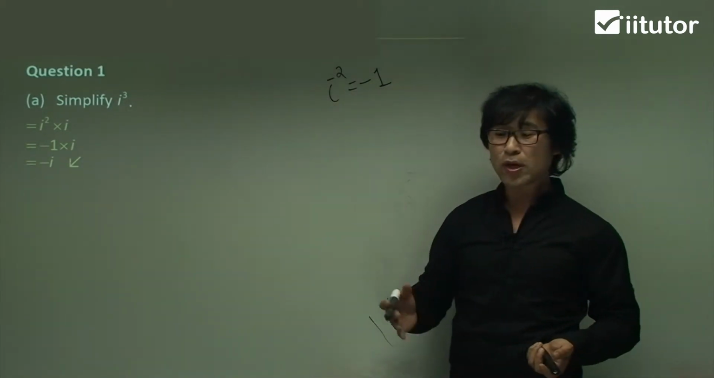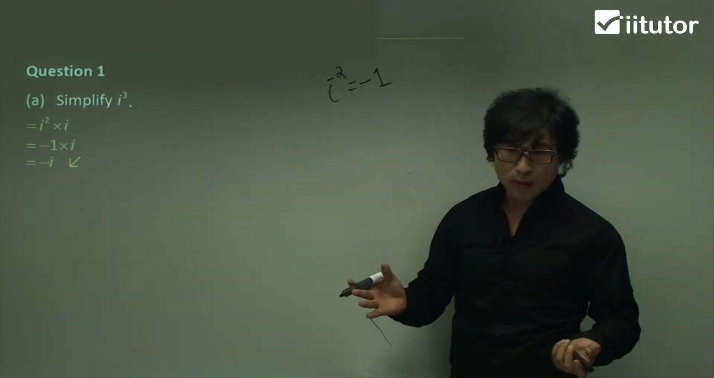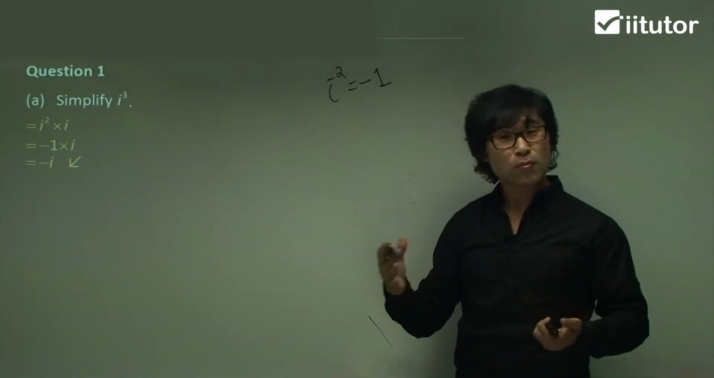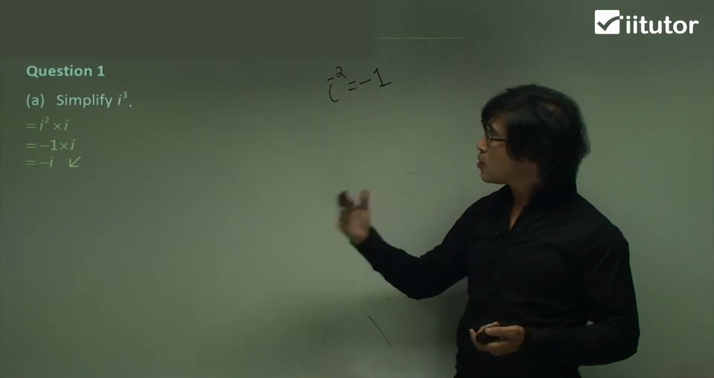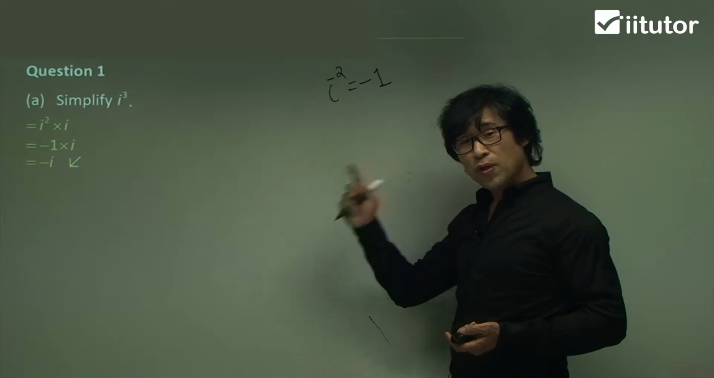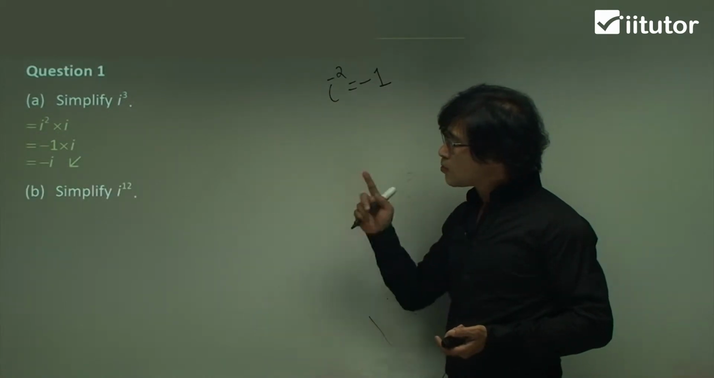Don't worry about what i is. Yeah, i is the square root of -1, but don't worry about it too much for the time being. We're going to learn more and more throughout a lot of the future videos. Okay, so that's the very first question. Let's look at the second part.